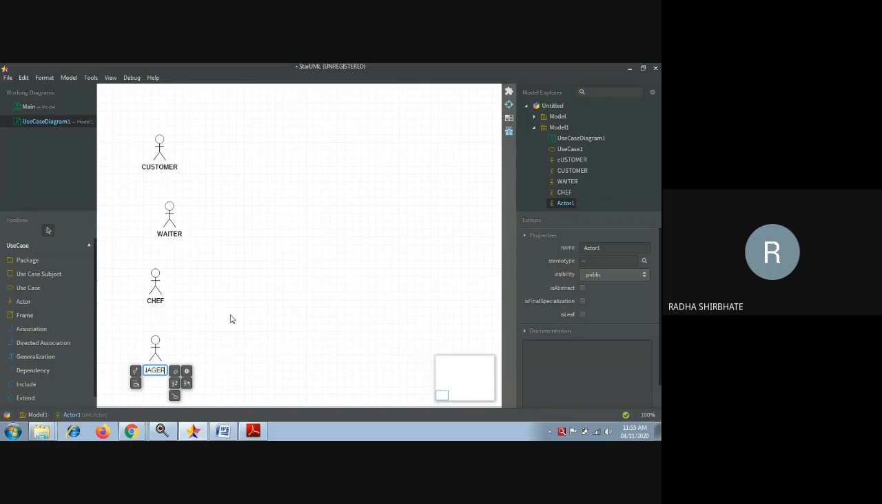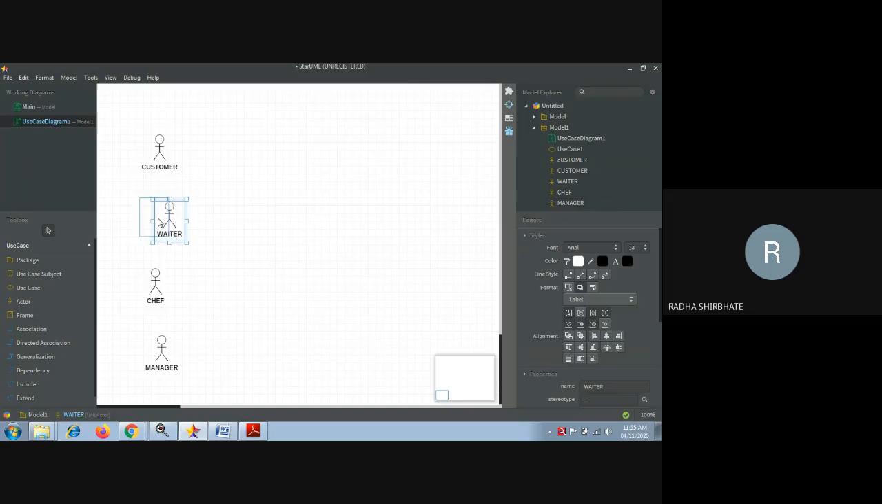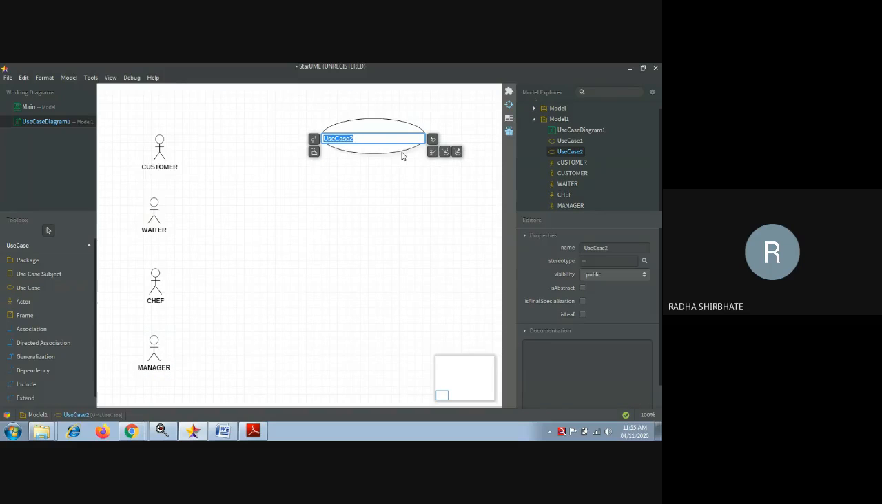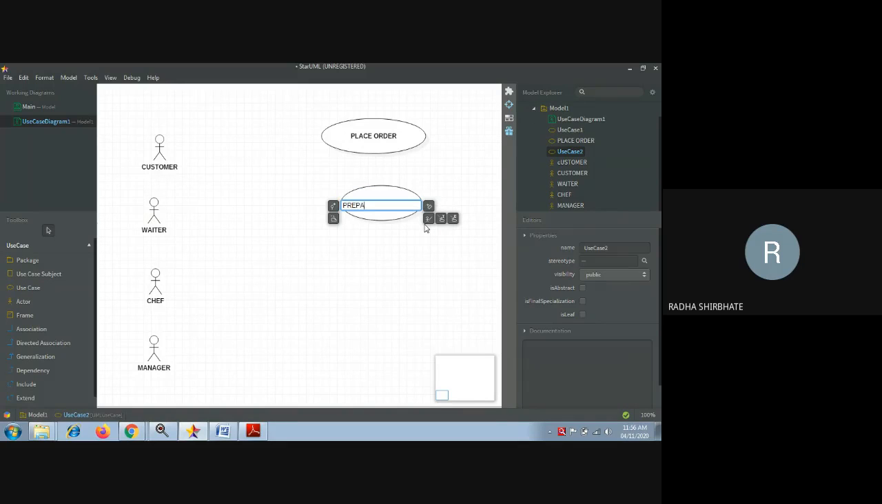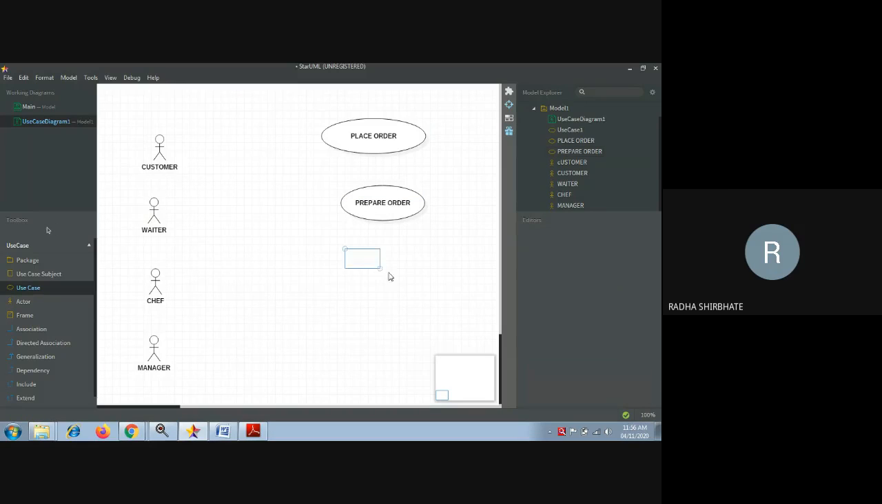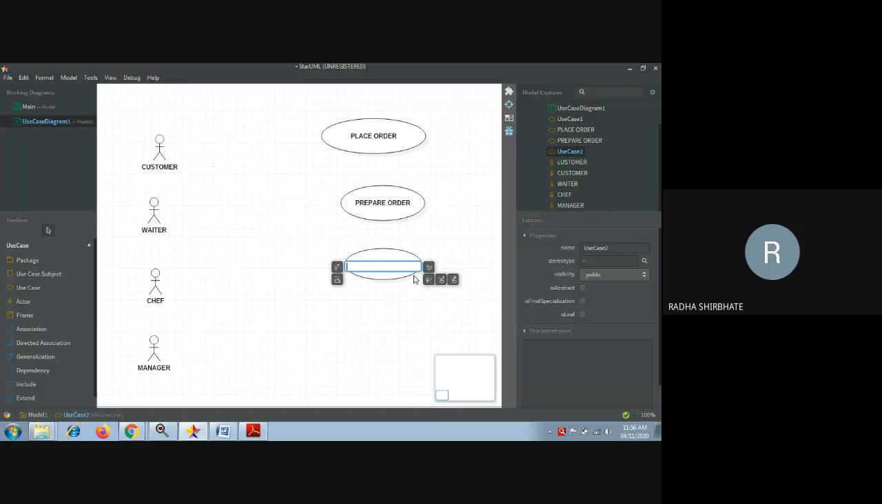Now we have to draw the use cases. The use cases can be drawn like this. Again, you just click here and draw here. It is very simple to use. And whatever the name of your use case, you can write it down here. Place order. The second use case is prepare order. Then serve order.